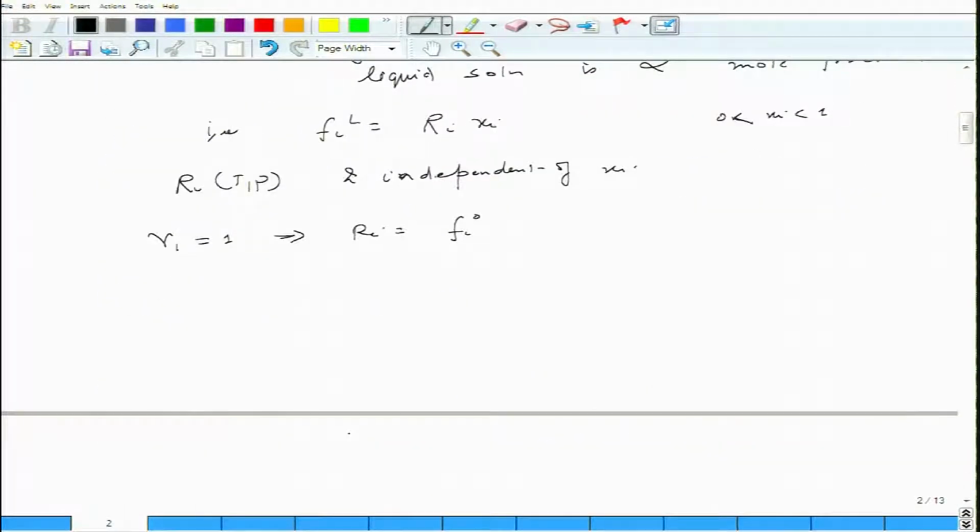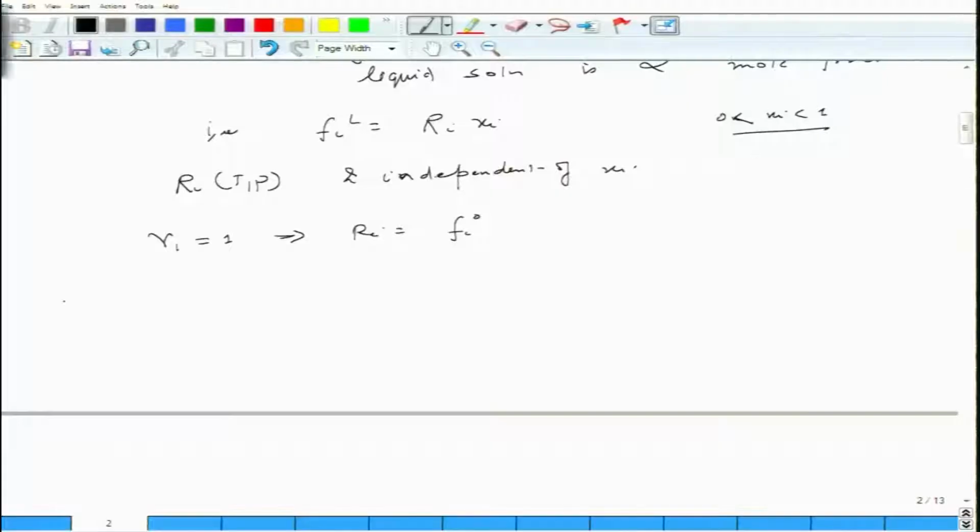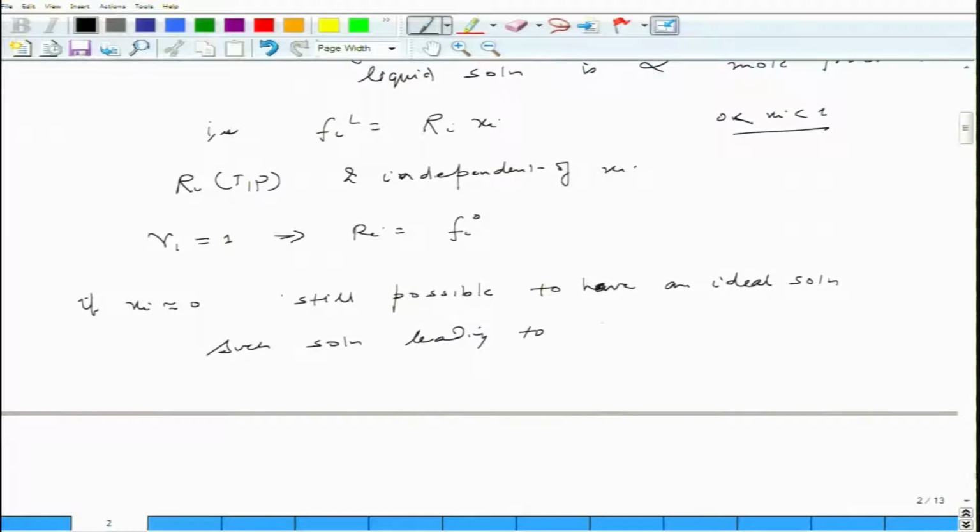Now, for the case when typically x_i is large, it turns out to be Raoult's law kind of sense. But when x_i, that means the concentration of the solute, is extremely small, you can still define an ideal solution. That means if x_i is close to 0, it is still possible to have an ideal solution. Such a solution is with reference to Henry's law. So, this leads to Henry's law.